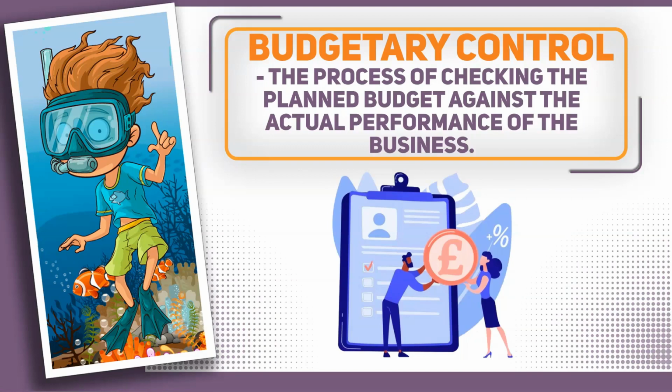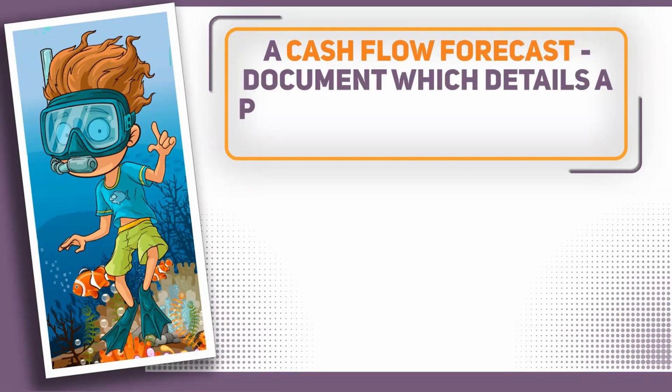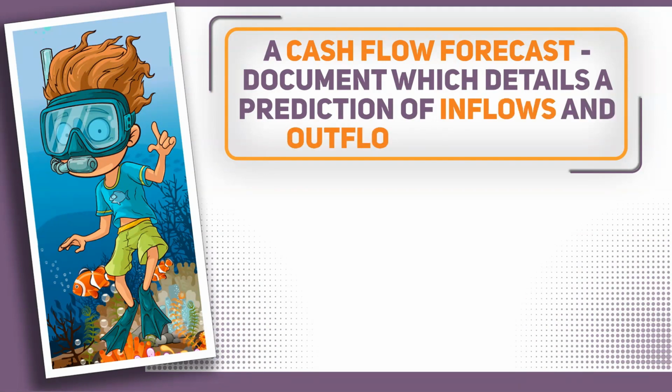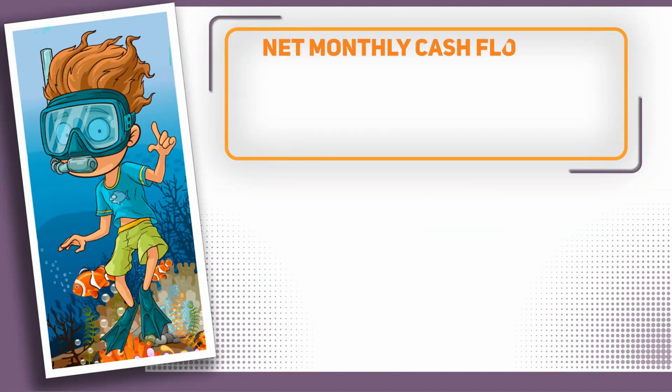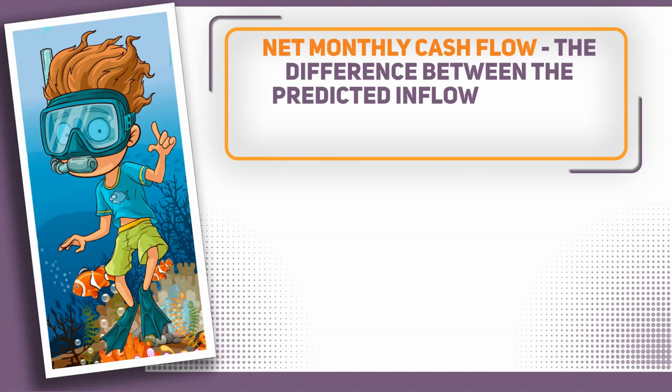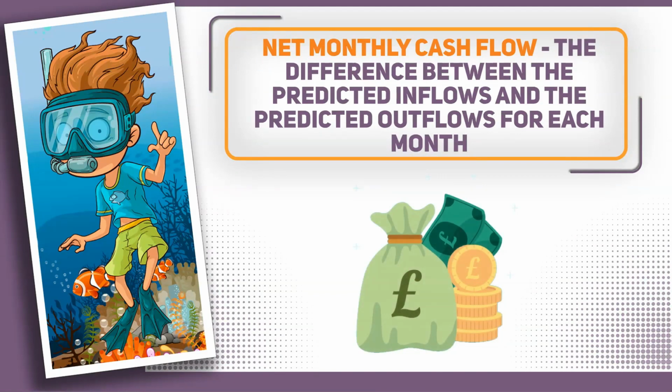Now, we explained to Josh that it would be really important to look at his cash flow forecast, so he knows how much money is expected to go in and go out of the business and what his cash balances are likely to be. So, a cash flow forecast is a document which details a prediction of the inflows and the outflows of money within an organisation or business. The net monthly cash flow is the difference between the predicted inflow and the predicted outflow for each month. If this is a positive value, then things are looking good. If this is a negative value, then there may be some worries ahead.